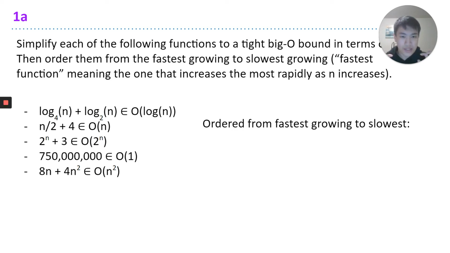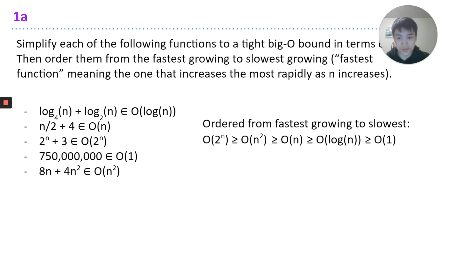I want to be specific here. When I say fastest growing, it means that it increases most as n increases. So in terms of the runtime, it's actually slowest to fastest if we were to run code with these kinds of complexities. The fastest growing would be an exponential, so we have 2 to the n here. Following an exponential would be a polynomial of higher degree, in this case n squared, and O of n, the polynomial of order 1, followed by log of n, followed by constant.